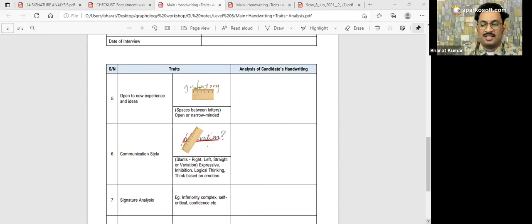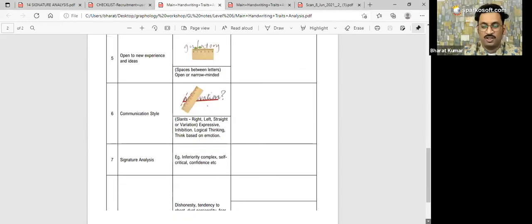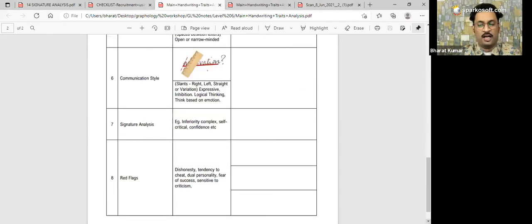Using the slant, if it is right-handed, expressive; left-handed, inhibition; straight, logical thinking; and if variation is there, it means instability. So you notice here and check what quality you should have in your client or worker. Signature analysis: inferiority complex, self-critical, confidence. Already I have revised this today. Earlier you studied all about signature analysis.